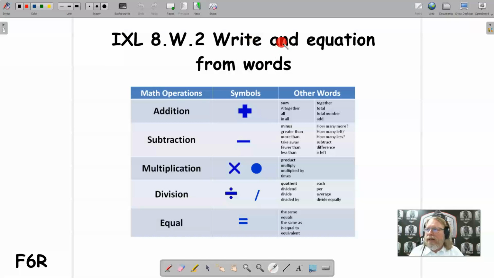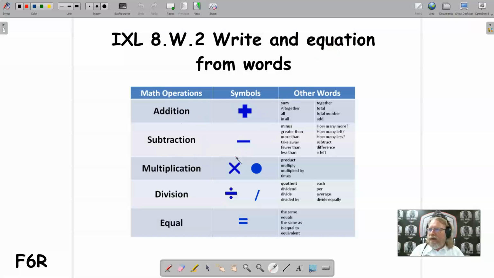So we're going to write an equation from words. The 3-character code for this is Foxtrot 6 Romeo. And we've done something similar to this in the past where we wrote expressions from words. The only difference is now they're going to be equations, so we're going to include the equal sign this time.